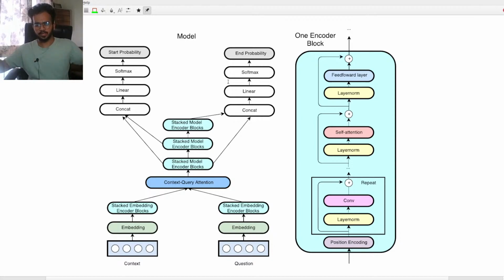Let's say the comprehension is 100 words, what is the probability that the 73rd word is the end word? So you get a softmax distribution over the entire thing. And obviously, if you think about it, we also have constraints over this probability: when we take the max of the start probability, it should be less than the end probability. So the start index should be strictly less than the end index.